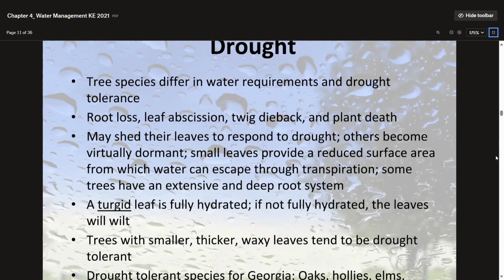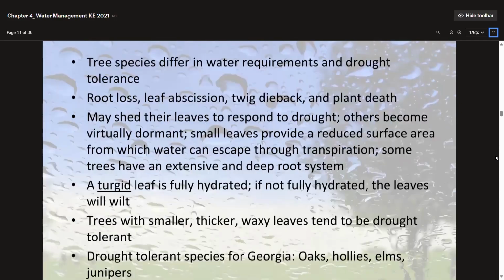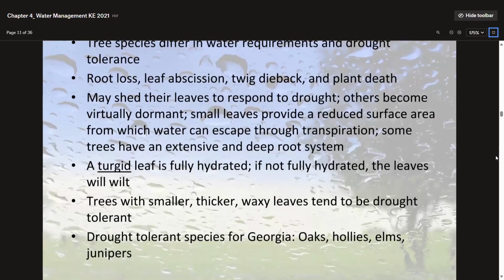Remember, a turgid leaf means it's fully hydrated. If the leaf is not fully hydrated, the leaf then begins to wilt, right? Trees with smaller, thicker, waxier leaves tend to be more drought tolerant. There's a reason those hollies are so waxy and hard, right? They're used to dealing with drought, right?